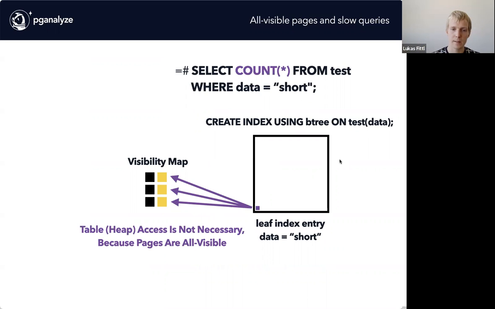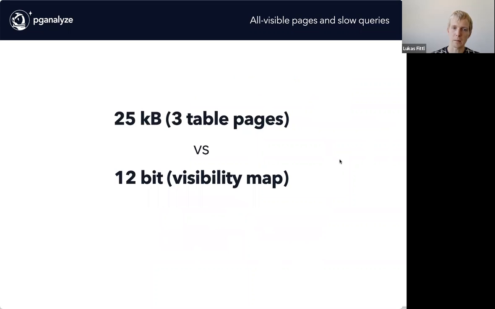And what it does is it says, you don't even need to go to the table to check if these rows are actually visible, because they are infinitely in the past from this context, right, so they're visible. And so it's cool, you just don't need to check. This turns what could have been 3 table pages to look at into 12 bits of data to look at, right?